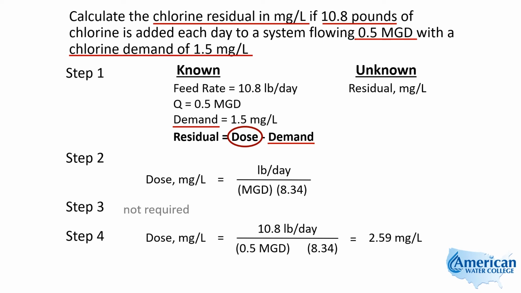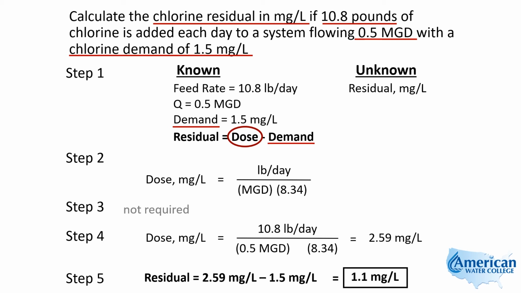Well, if that's my dose and my demand is 1.5, I simply take the difference between my dose and my demand, and that will give me my residual. So plugging those numbers in, 2.59 milligrams per liter minus my demand of 1.5 gives me a chlorine residual of 1.1 milligrams per liter.